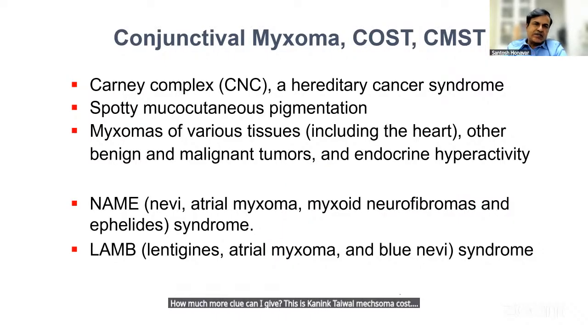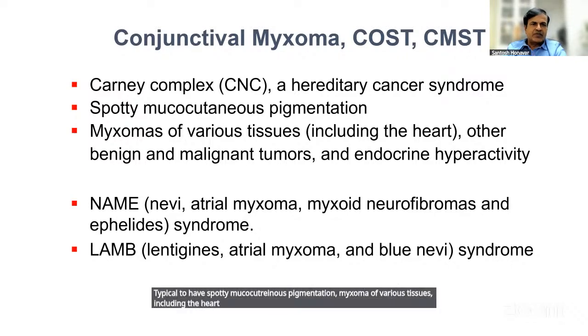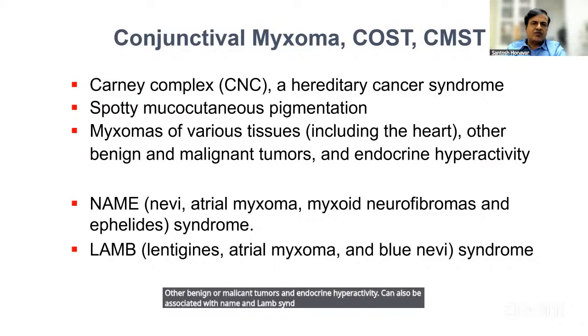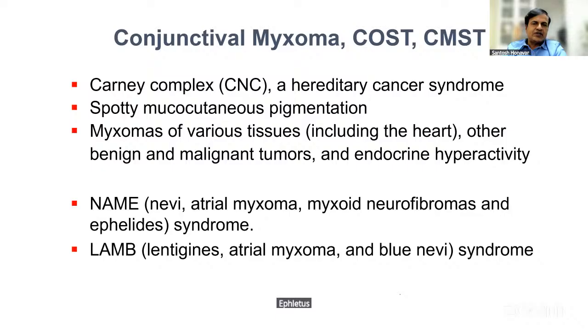Carney's complex is the association, which is a hereditary cancer syndrome, typical to have spotty mucocutaneous pigmentation, myxoma of various tissues, including the heart, which can be very detrimental, other benign or malignant tumors, and endocrine hyperactivity. Can also be associated with NAME and LAMB syndromes. NAME would be nevi, atrial myxoma, myxoid neurofibroma, and ephelides. LAMB is lentiginous atrial myxoma and blue nevi syndrome.